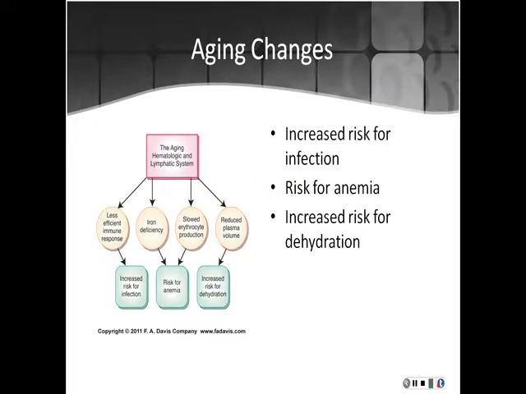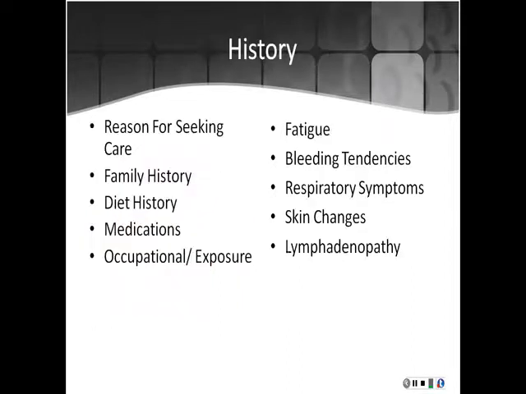So as people age, their immune response becomes less efficient. So they are at an increased risk for infection. They are at risk for anemia related to iron deficiencies and also a slowed erythrocyte production. And they also have a reduced plasma volume, which puts them at an increased risk for dehydration.